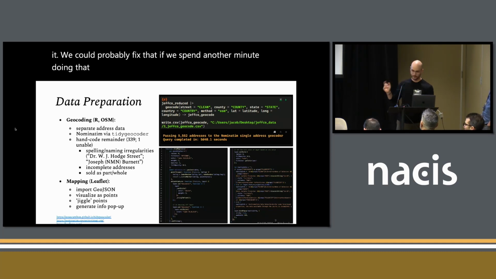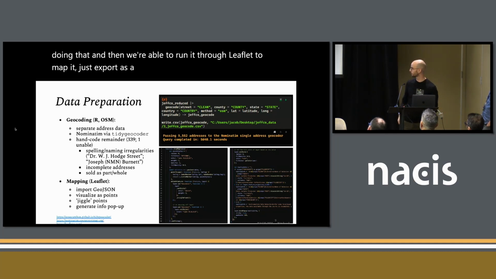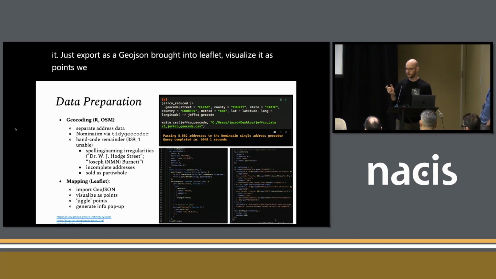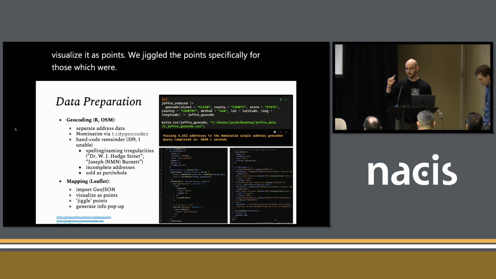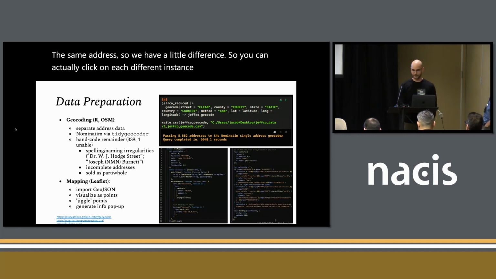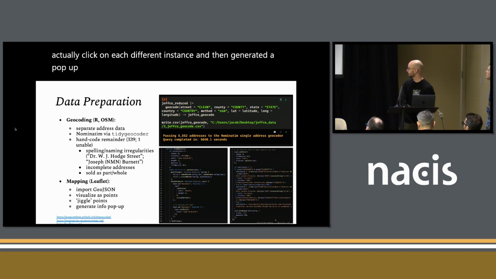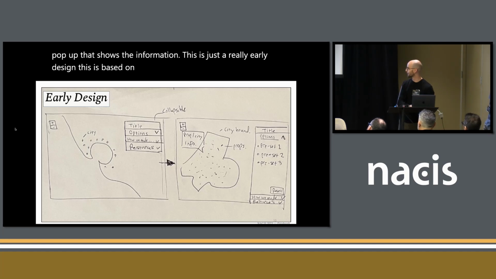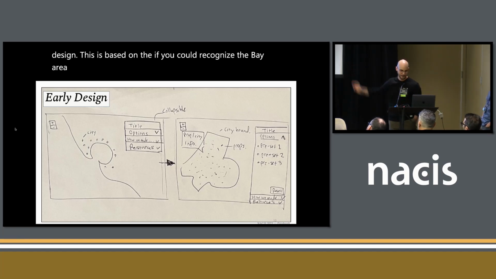And then we were able to run it through Leaflet to map it. We just exported it as a GeoJSON, brought it into Leaflet, and visualized it as points. We jiggled the points specifically for those which were the same address, so there's a little bit of difference there and you can click on each different instance, and then we generated a pop-up that shows the information. This is just a really early design.